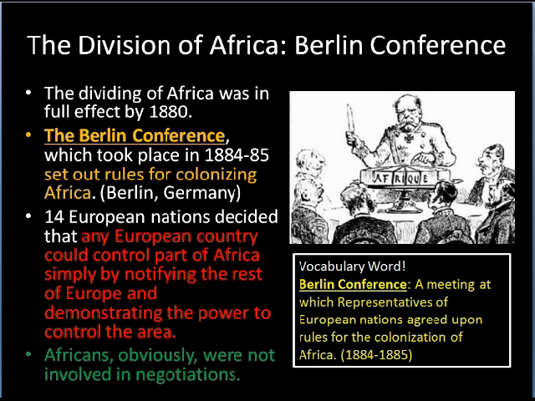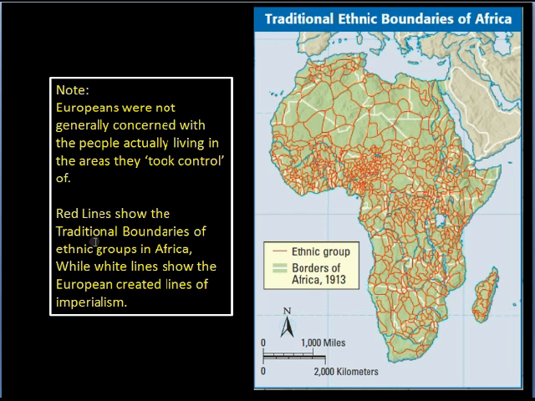It is important to note that Europeans were not generally concerned with the people that were actually living in the areas that they took control of. I really like this map that comes from your book. It shows the traditional ethnic boundaries of Africa, and then the political boundaries that have been drawn by European nations after the scramble for Africa. You'll notice actually that the red boundaries show the ethnic groups. And there are, I would say, hundreds of them.